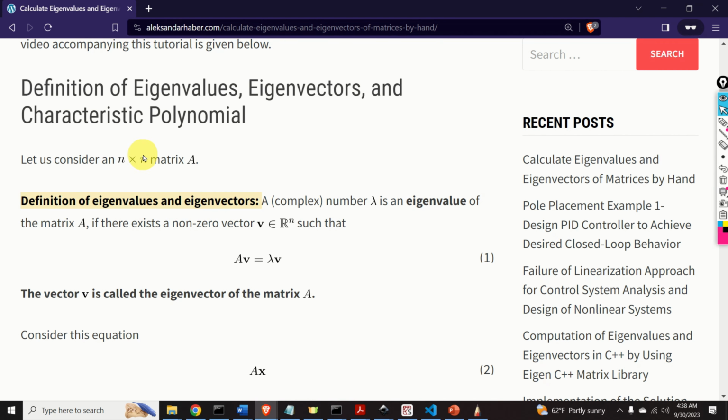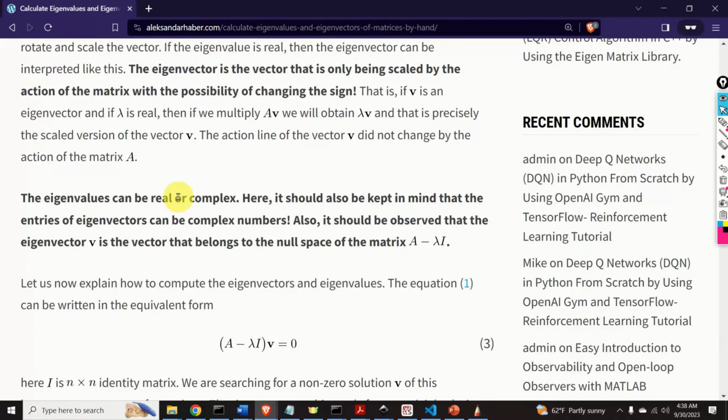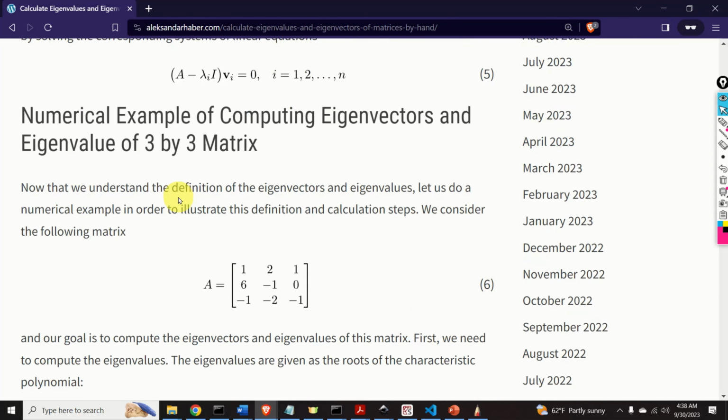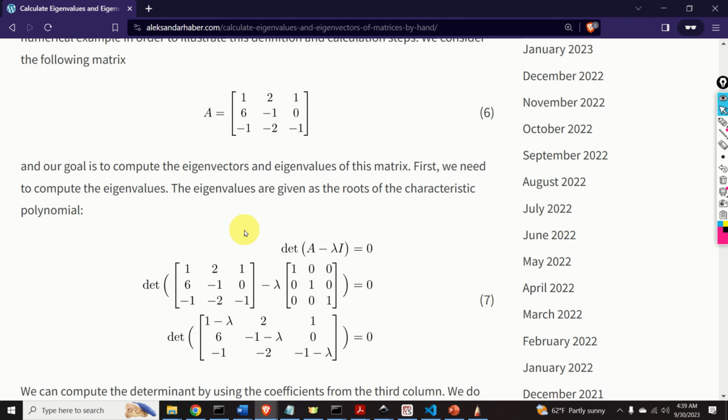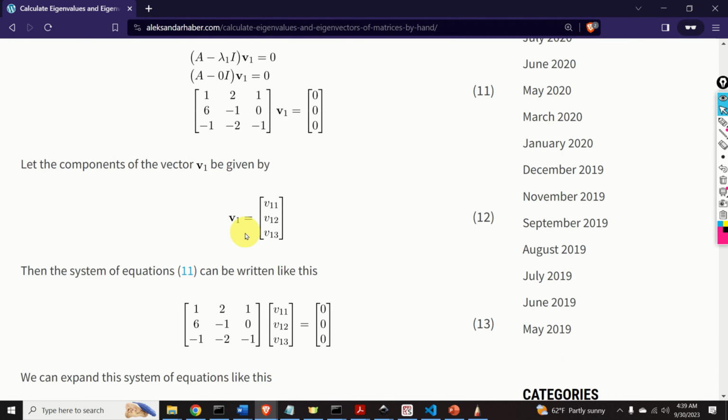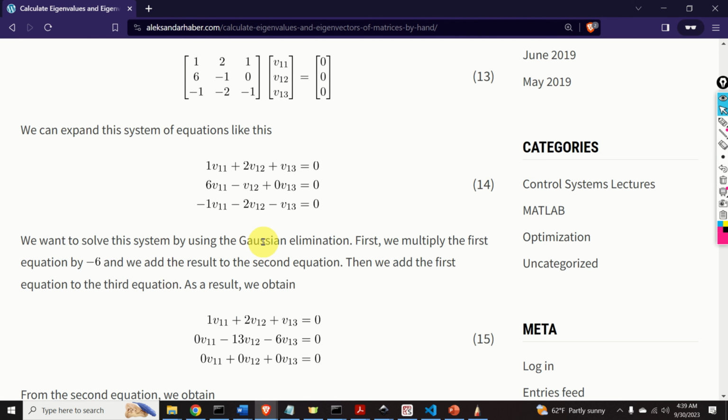Here's a brief outline of this video tutorial. First, we will go over the definitions of eigenvalues, eigenvectors, and characteristic polynomial. Then, we will do an example. We will compute eigenvalues and eigenvectors of a 3 by 3 matrix shown over here. We will present a detailed procedure for computing eigenvalues and eigenvectors, and we will present all the steps.